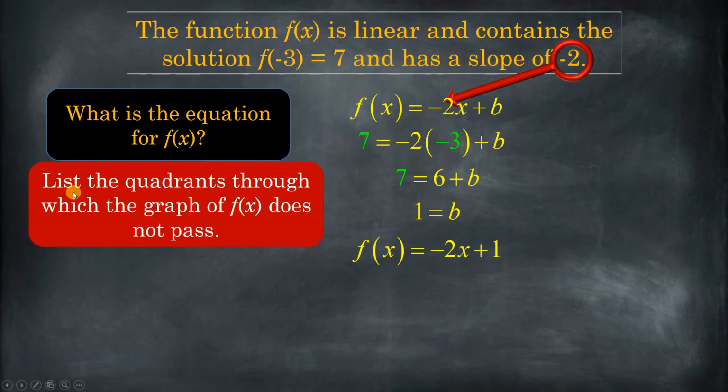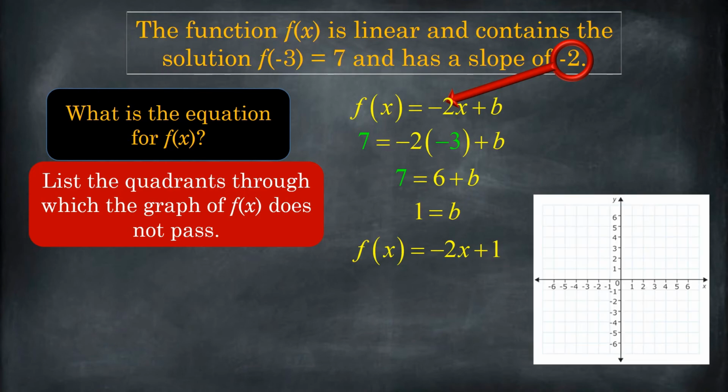Okay, so next up it says, list the quadrants through which the graph of f of x does not pass. So we've got the function, right? We've got that the function equals negative 2x plus 1. So let's take a visual right here. Now, you don't actually have to graph this. You can probably figure it out just by thinking about it.